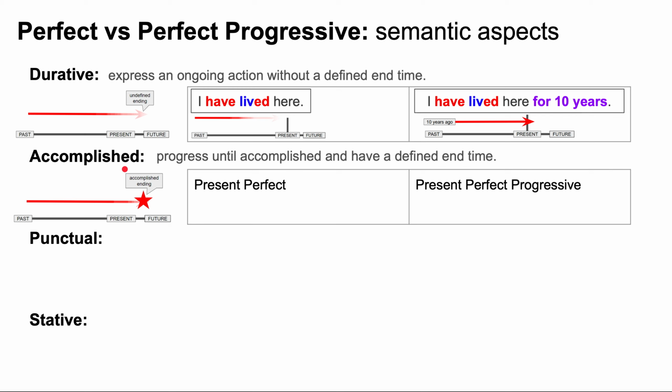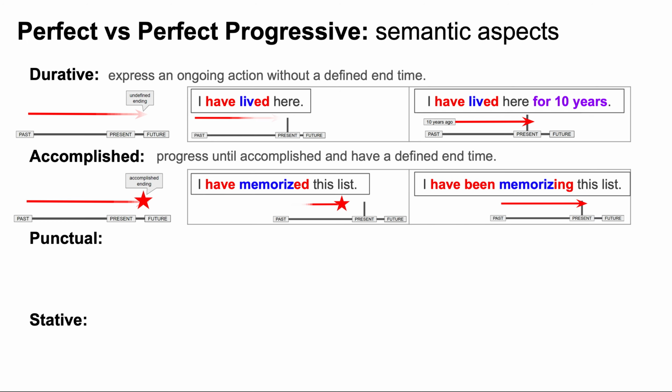Accomplished verbs progress until accomplished and have a defined end time. In the present perfect, the action is completed before the present. For example, I have memorized this list. With the present perfect progressive, the action is continuing into the present. For example, I have been memorizing this list.